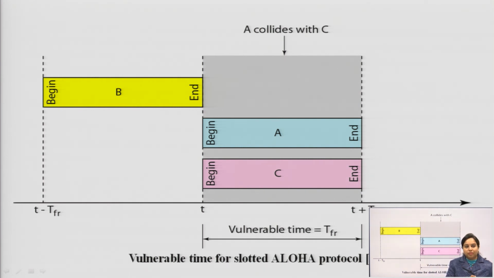In pure ALOHA, some part of the B frame and some part of the A frame will overlap. This will be like the whole frame overlapping. So, A collides with C, and this whole information will be lost.